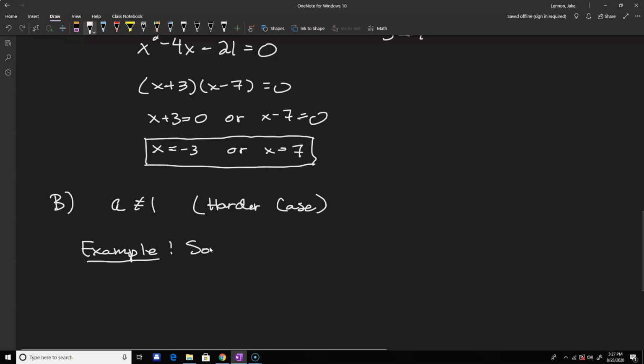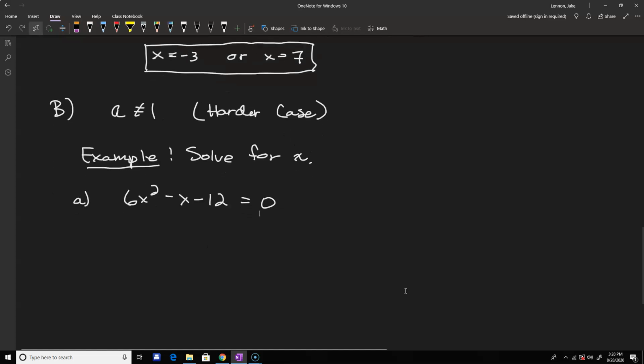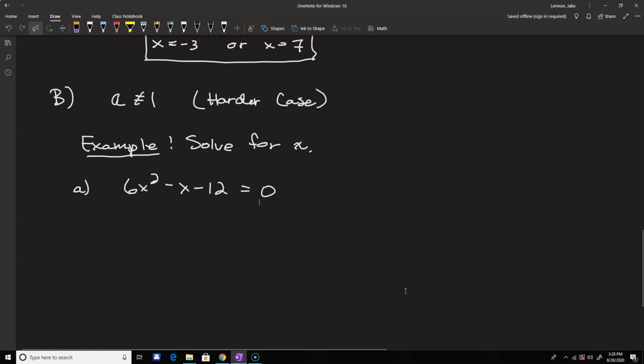So again, we just want to solve for x, but you'll notice now in this first one, we have 6x squared minus x minus 12 equals 0. So now we don't just look at the -12. The reason it's the harder case is because the 6 is in front of that x squared, so we can't use the same method as the easy case. The method that works, though, is we take the 6 and we multiply it with a -12. So we get -72. We multiply the number in front of x squared with the constant term.